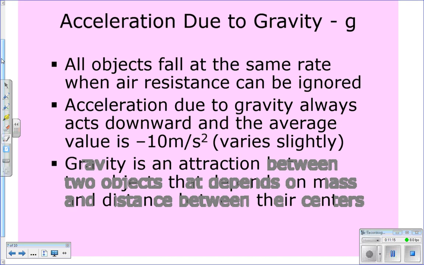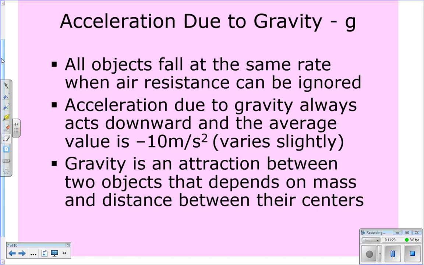We'll talk just a little bit about gravity, because gravity is an attraction between the Earth, which is an extremely large mass, and all of the other objects around it.